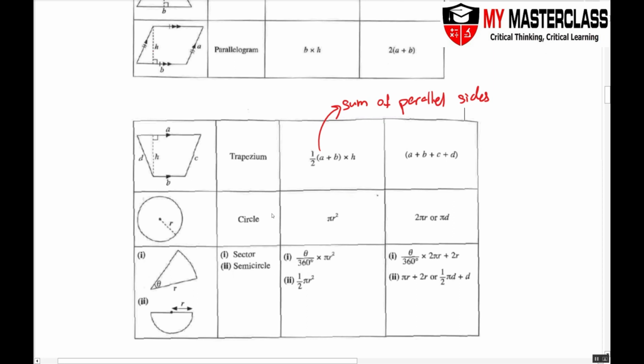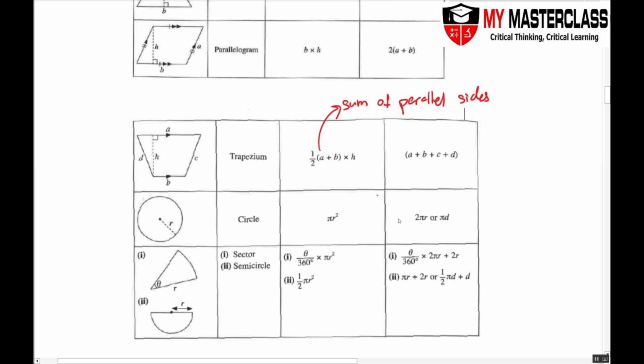Circle. This one shouldn't be new to you as well. Your area is just pi r square. Just take note for your pi: sometimes in the questions they might specify a value, such as use pi as 22/7 or use pi as 3.14. If they state that, you must use the exact value of pi. If not, just key pi into your calculator as you always would.